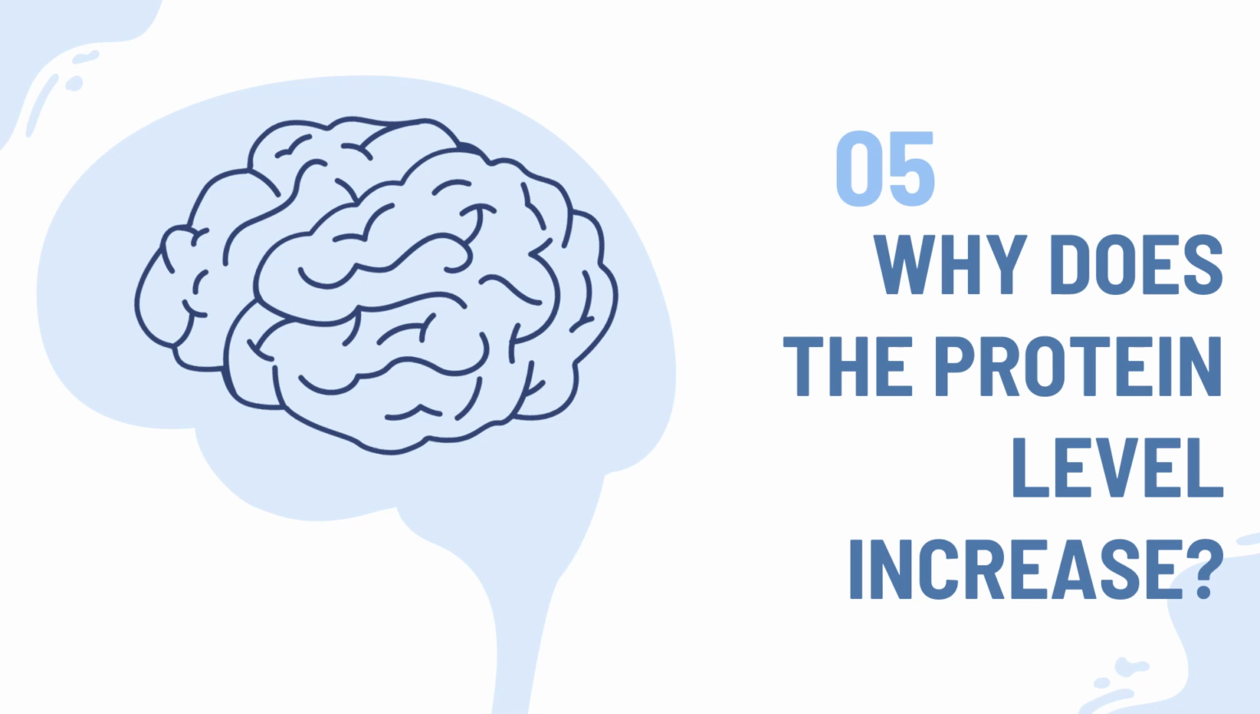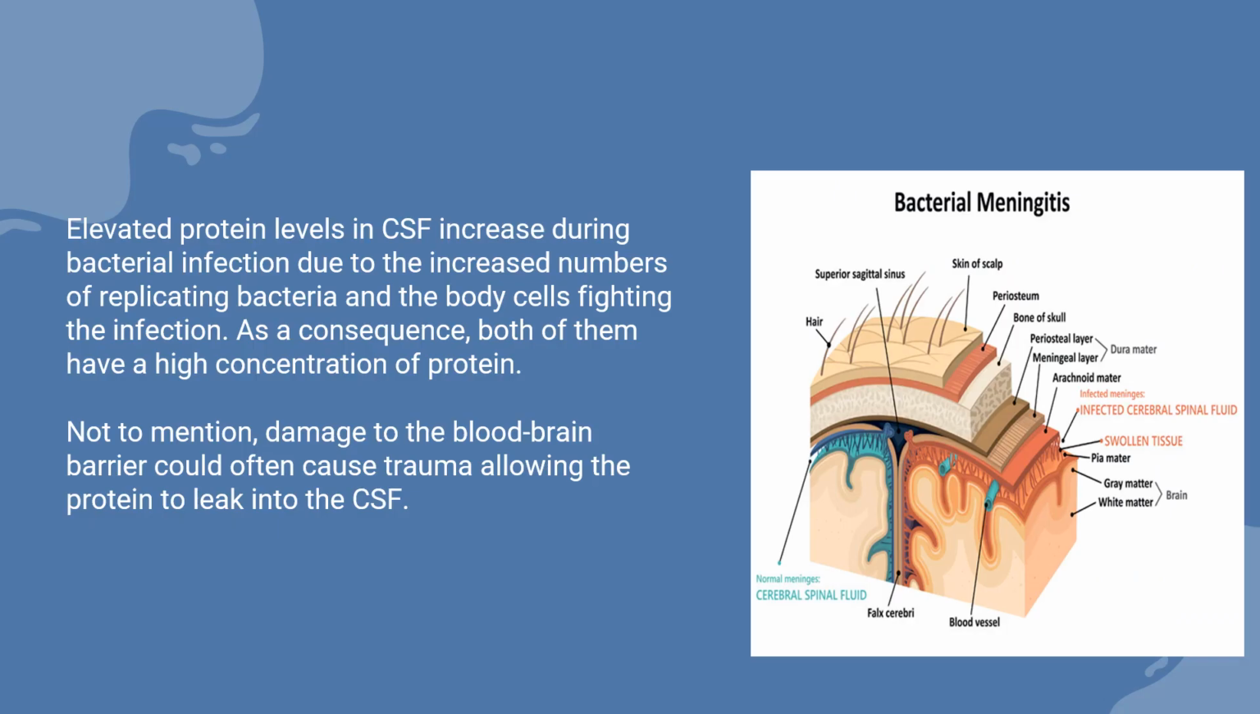Why does the protein level increase? Elevated protein levels in the CSF increase during bacterial infection due to the increased numbers of replicating bacteria and the body cells fighting the infection. As a consequence, both of them have a high concentration of protein. Not to mention, damage in the blood-brain barrier could often cause trauma, allowing the protein to leak into the CSF.